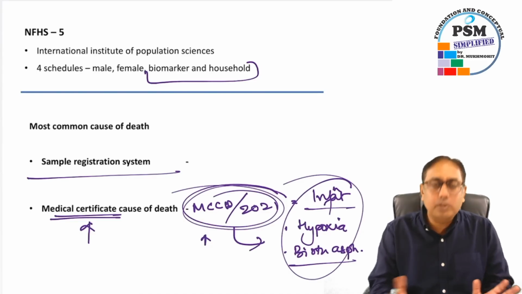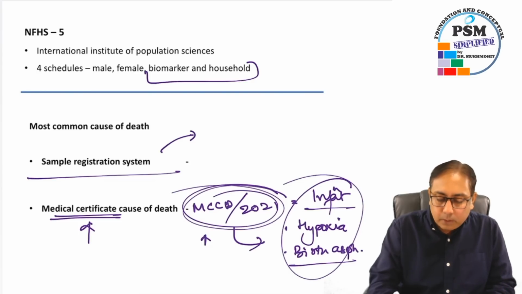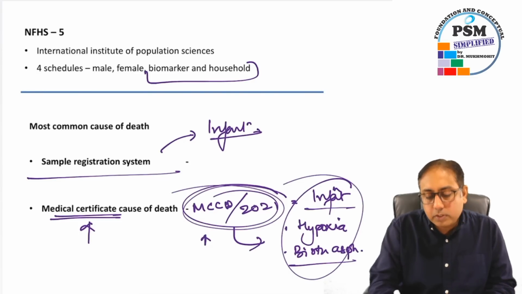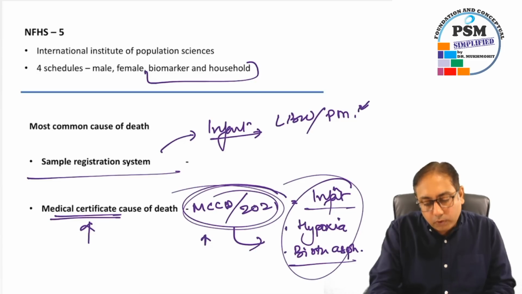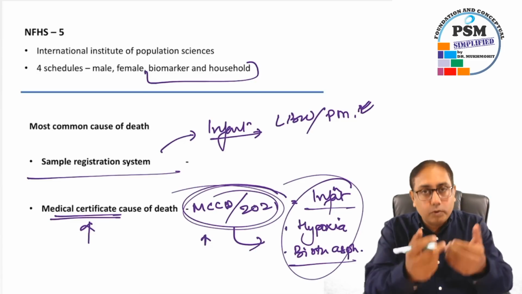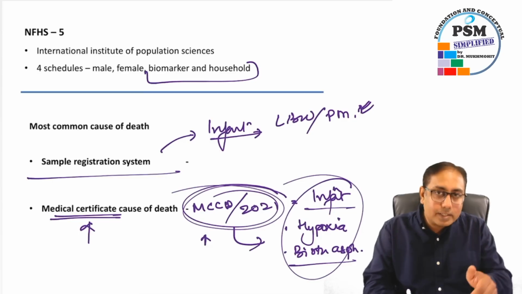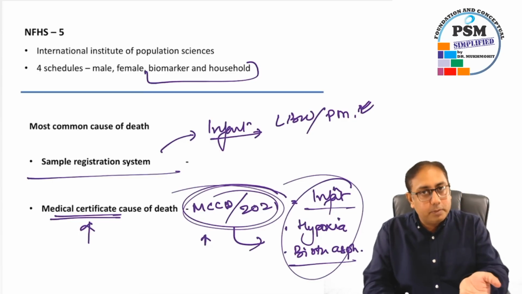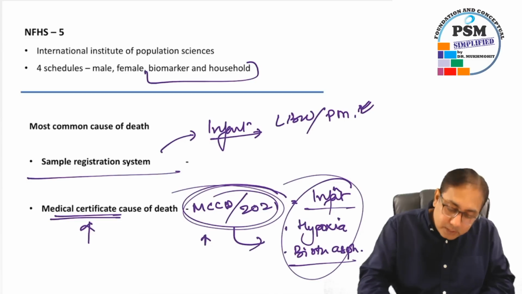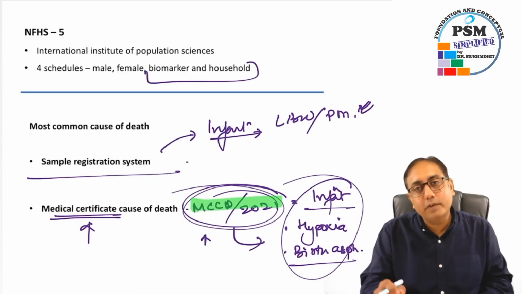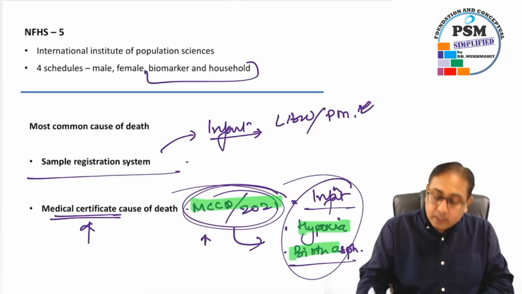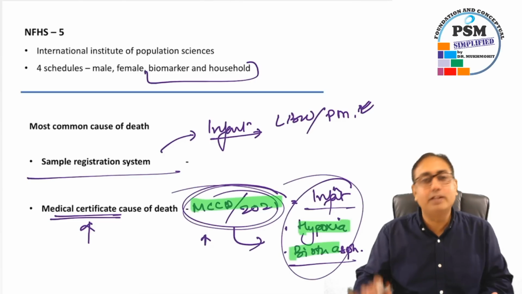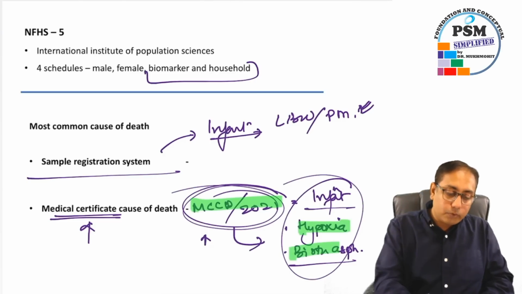Sample Registration System also says this: what is the most common cause of infant deaths? Most common cause of infant deaths is low birth weight and prematurity. That is always the answer if nothing is said. If SRS data is saying, again low birth weight, prematurity. But if the question says MCCD cause of death, medical certificate cause of death, then your answer is hypoxia, birth asphyxia and other respiratory diseases. Please take a note of this.